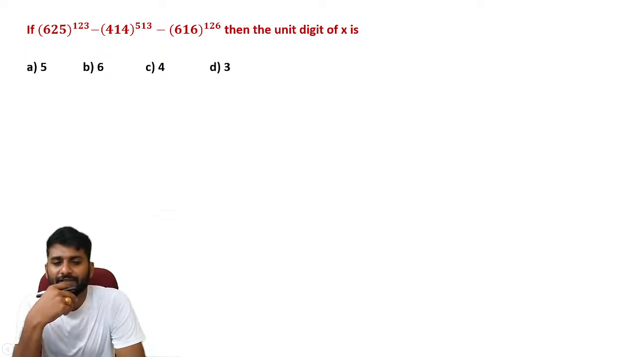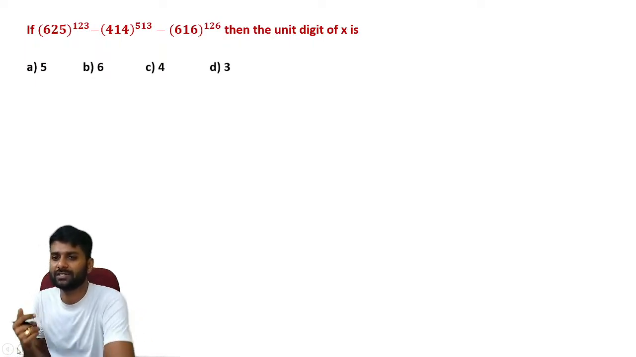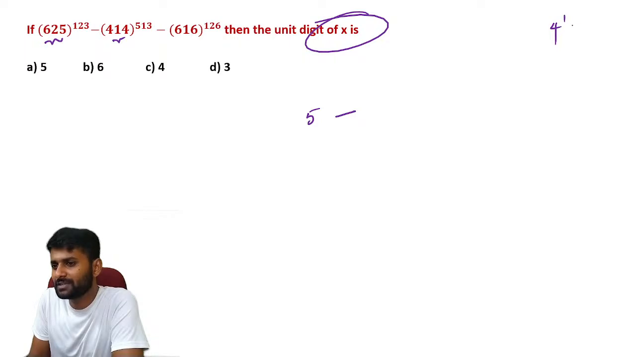See this information. If 625^123 minus 414^513 minus 616^126, what is the units place value of x? Now you know that 5 power anything has units place 5. And for 4, let's stick with the cycle: 4 power 1 is equal to 4, 4 square is equal to 16.